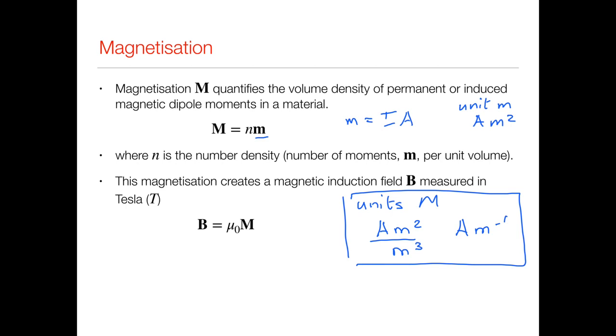Now, if we have our sample that is magnetized, it has a magnetization capital M, this will in turn create a magnetic induction field B that we would measure in Teslas, being the SI unit, and that's straightforwardly represented here. They're proportional to each other just by this constant mu naught.